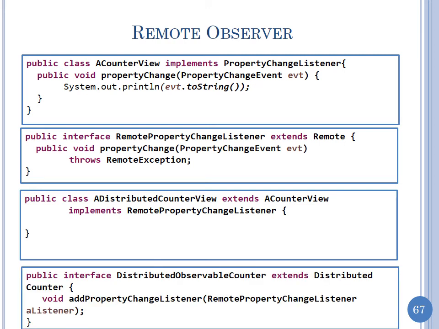And I'll also have now a distributed observable counter that extends distributed counter, and I'll have now an add property change listener that takes as an argument a remote property change listener rather than a property change listener, and this should actually say throws remote exception. Okay, so I need to correct this. If I forget to do this, just remember that I need to have throws remote exception. Okay.